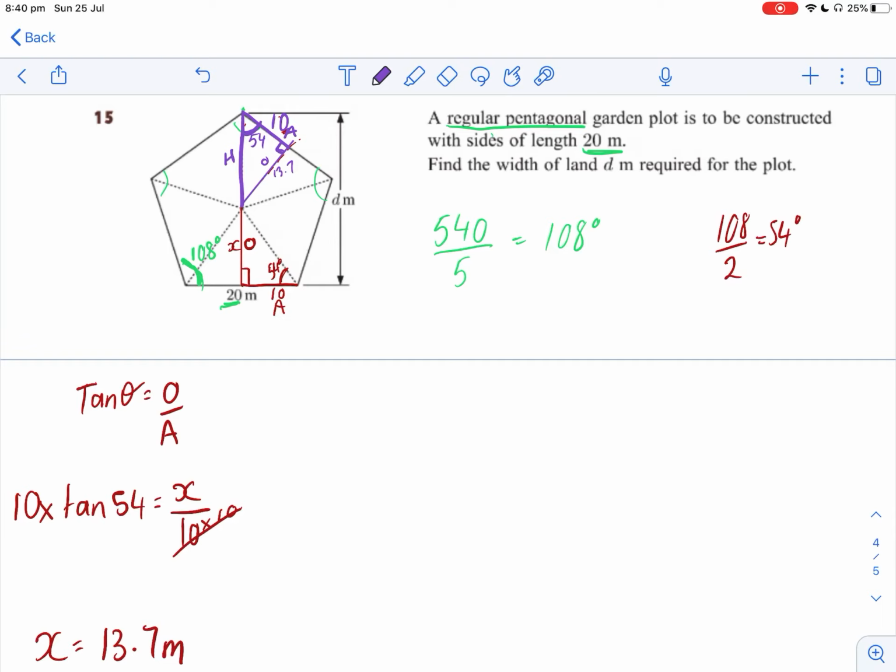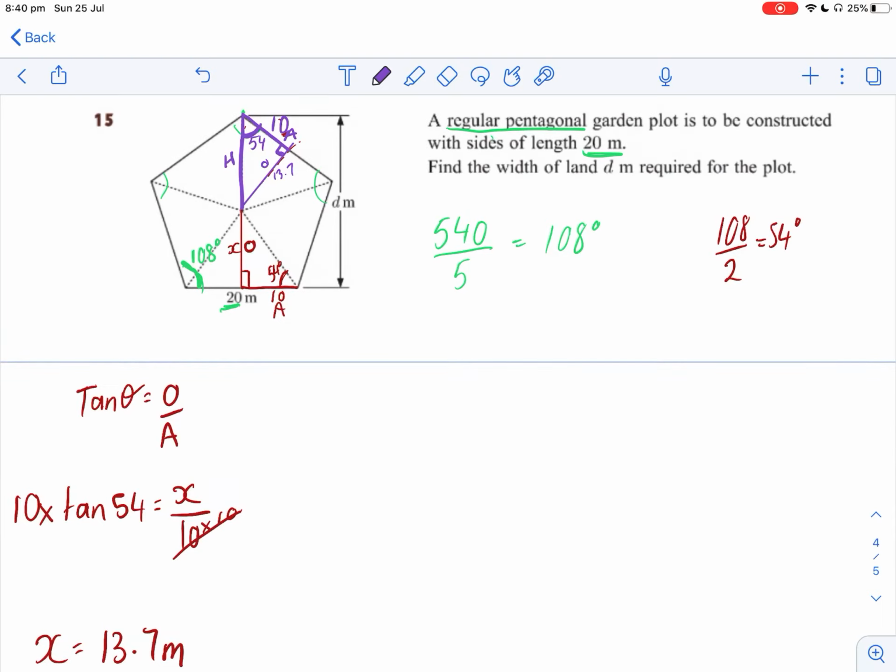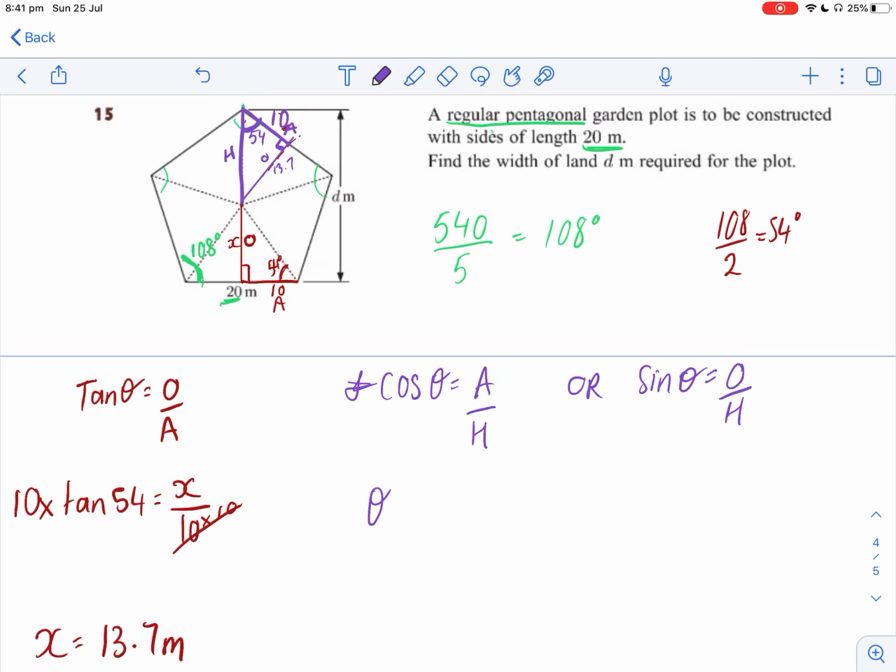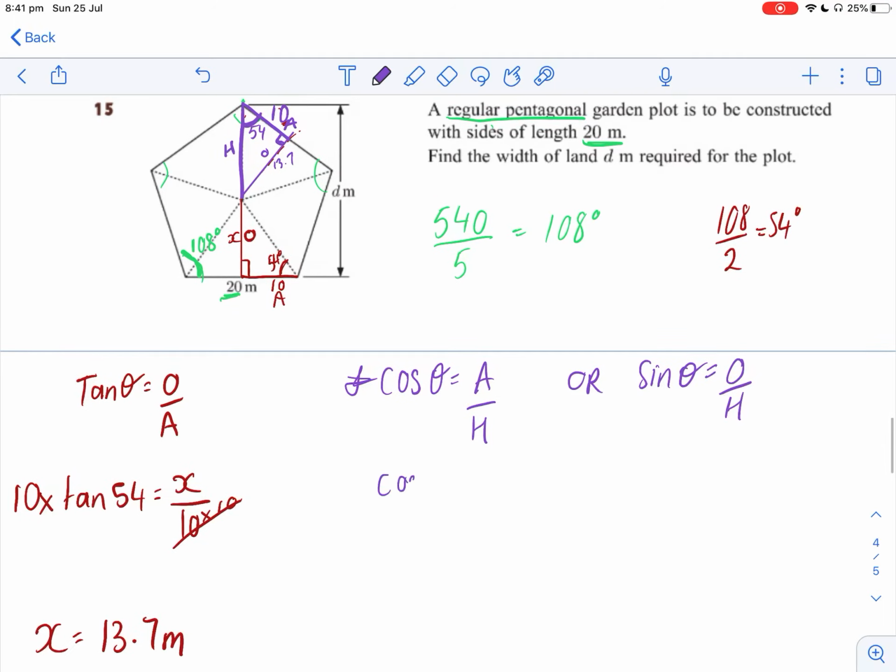So I can either use cos or sine. For this one, I'm going to use cos with my adjacent side. So I've got cos theta equals adjacent over hypotenuse, or you could do sine theta is opposite over hypotenuse, but I'm going to do this one. So I've got cos 54 equals 10 over hypotenuse.